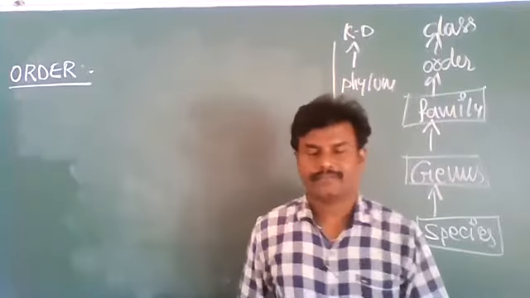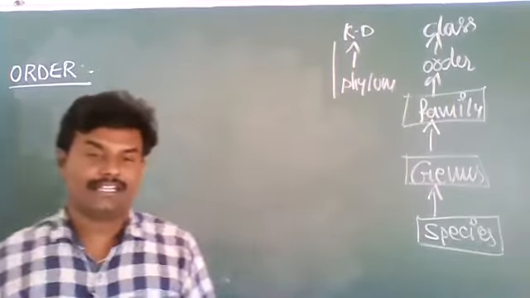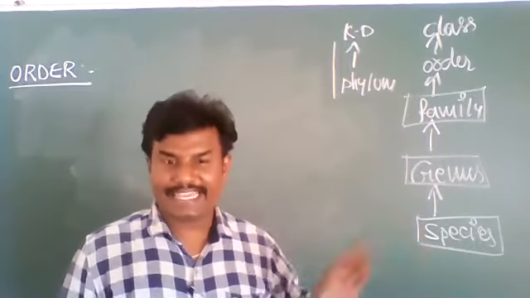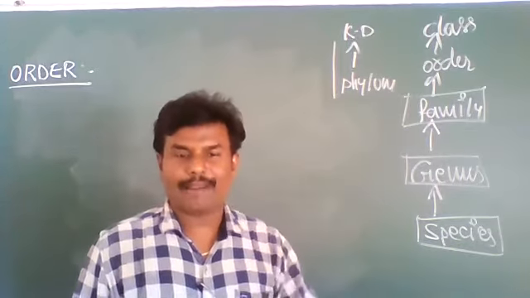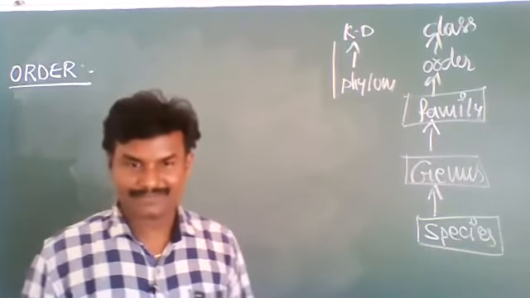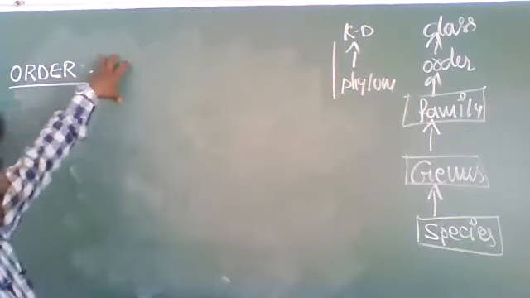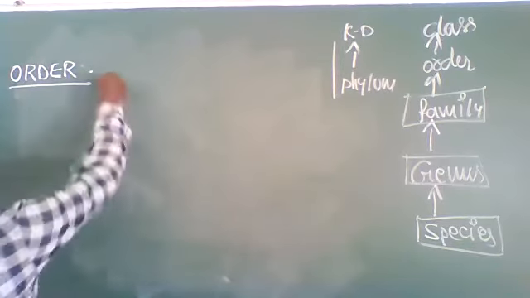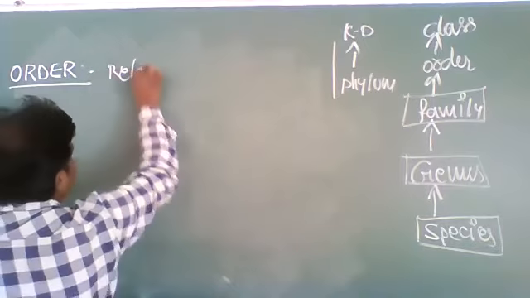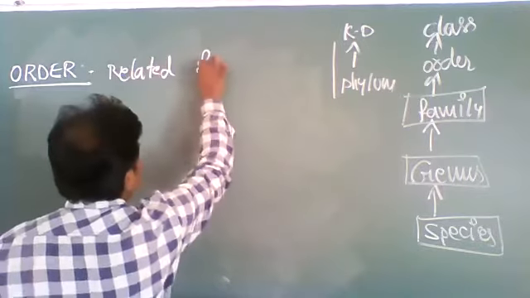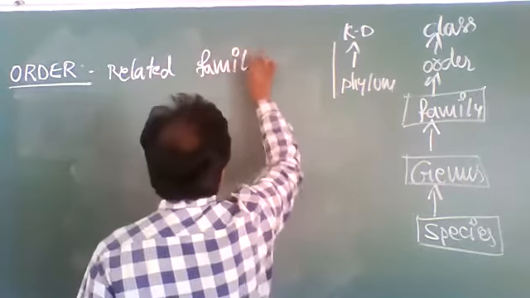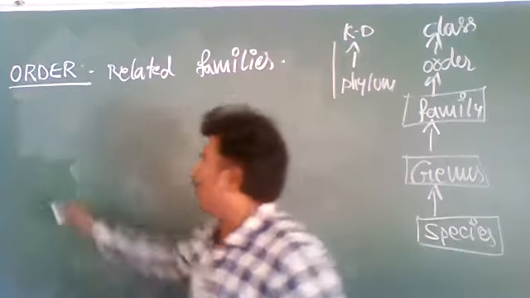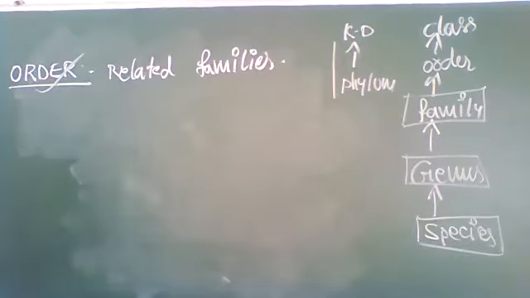The related families are placed together in the same order. The families Felidae and Canidae are placed in the same order. The related families are placed together in the same order. That is called the order definition.